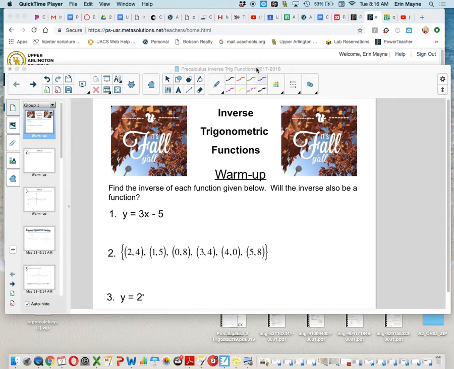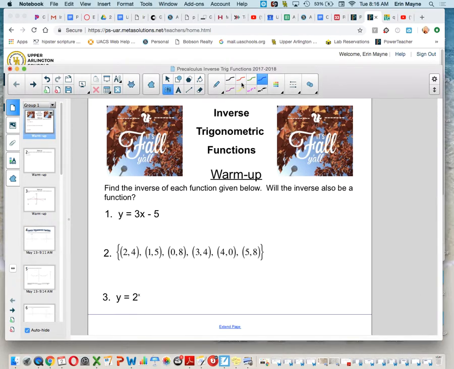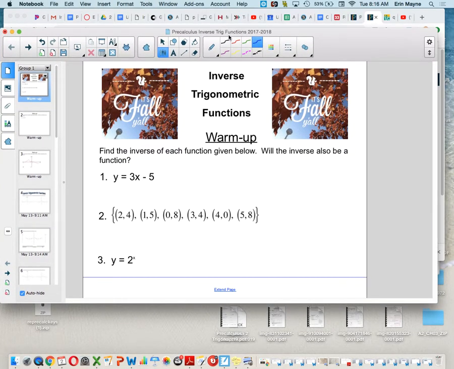We're going to spend the first few minutes here just reminding ourselves of several things. What does it conceptually mean, big picture, to be an inverse? How do I look at equations or ordered pairs and find inverses? And then graphically, what does that mean?